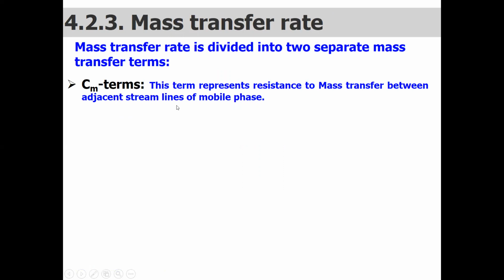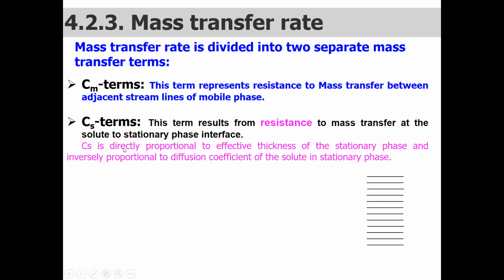Mass transfer rate, we can divide into two terms, the Cm term and the Cs term. The Cm term represents the resistance to mass transfer between adjacent streamlines of the mobile phase, while the Cs term is the resistance to mass transfer of the solute at the stationary phase interface. The Cs term is directly proportional to the effective thickness of the stationary phase and inversely proportional to the diffusion coefficient of the solute in the stationary phase.